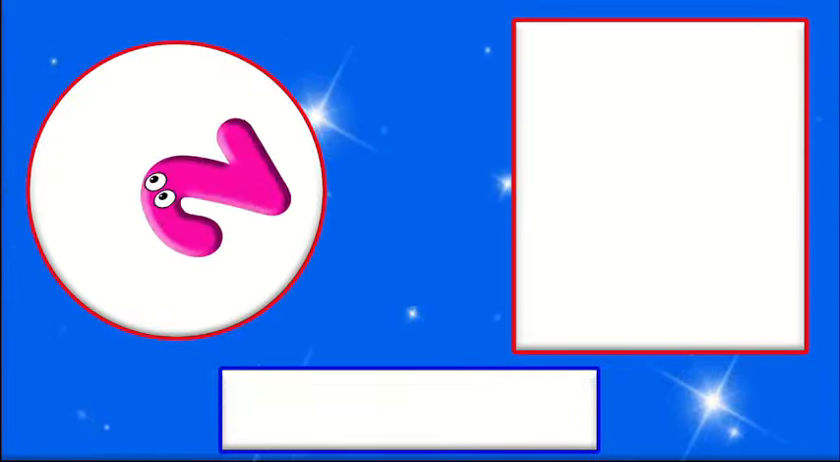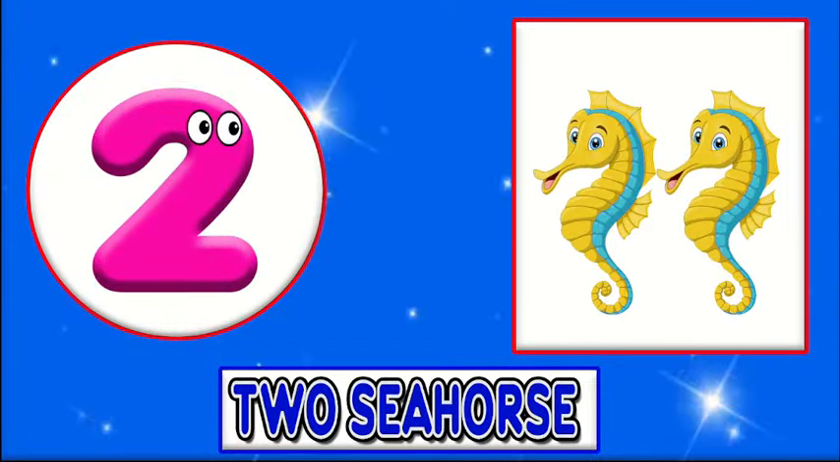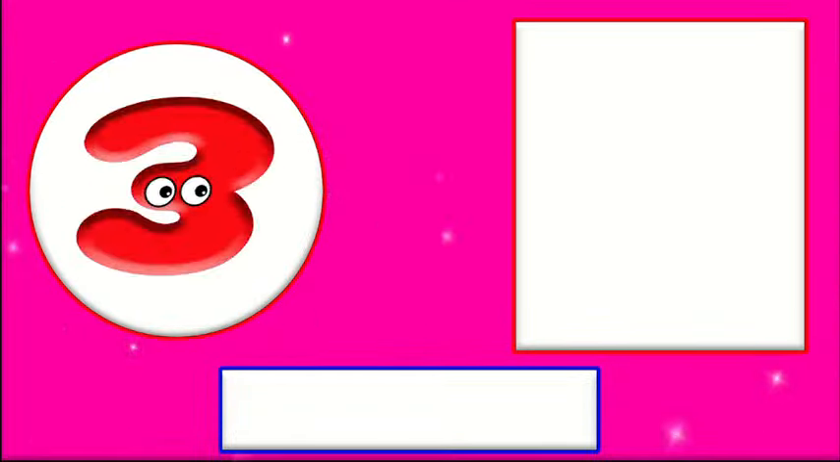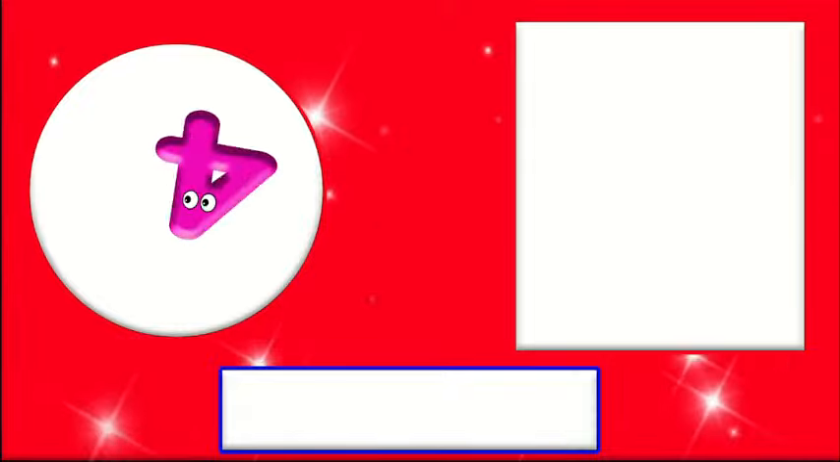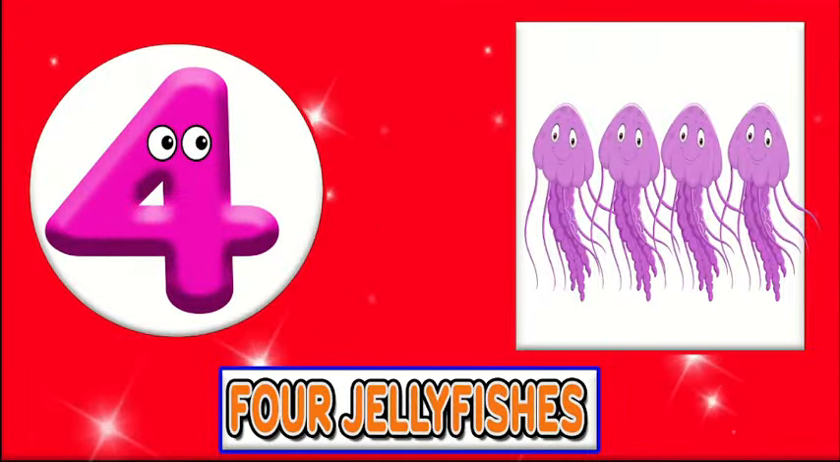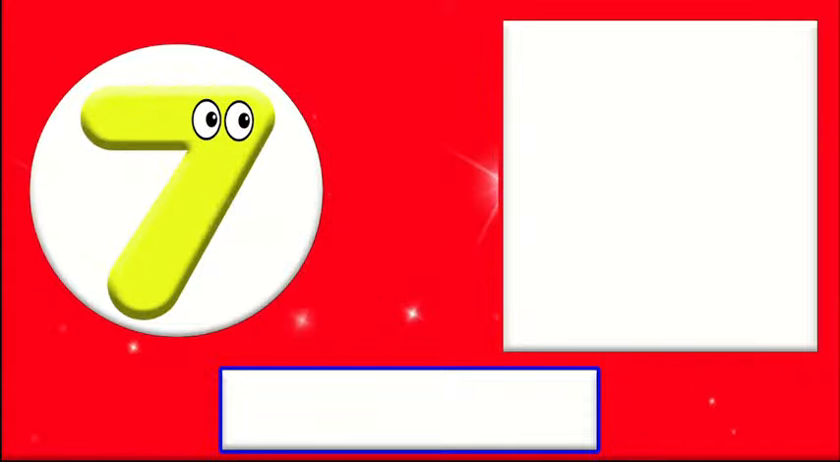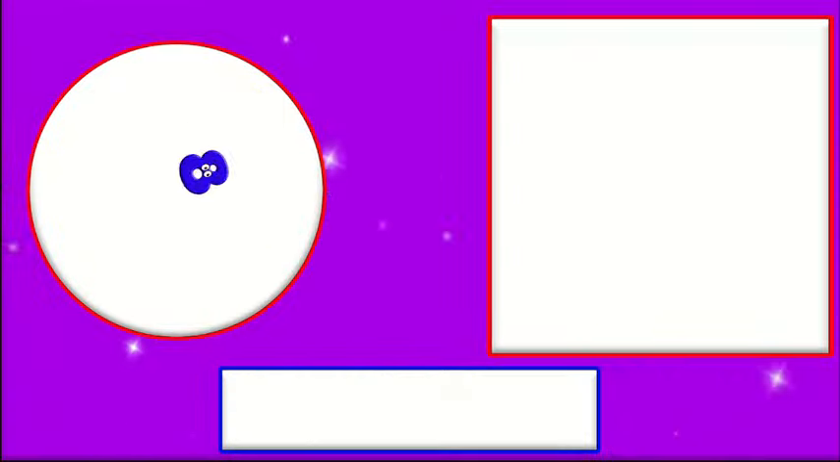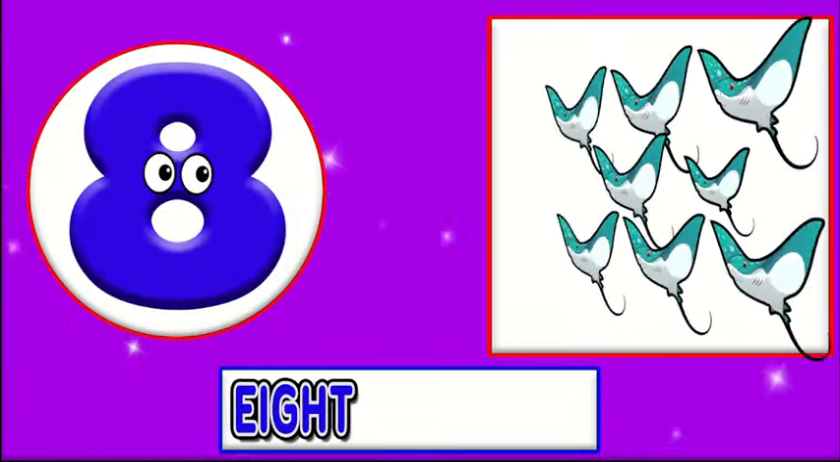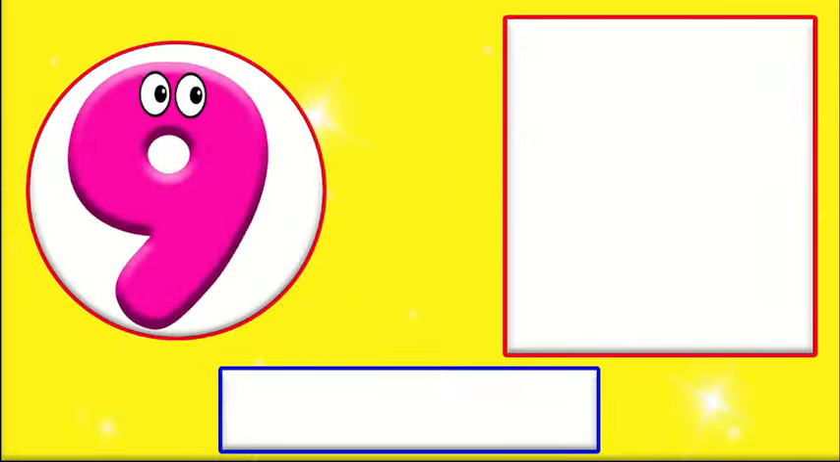One clownfish. Two seahorses. Three whales. Four jellyfishes. Five dolphins. Six angelfishes. Seven starfishes. Eight stingrays. Nine sea otters. Ten cuttlefishes.